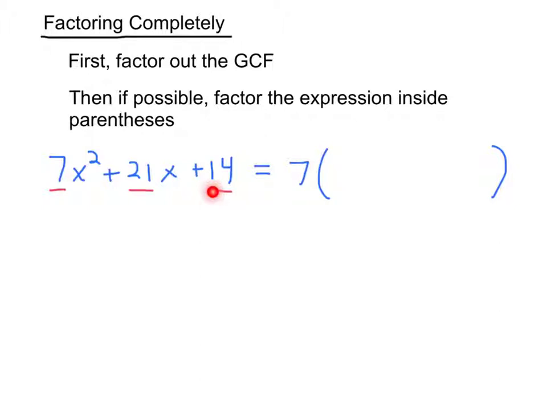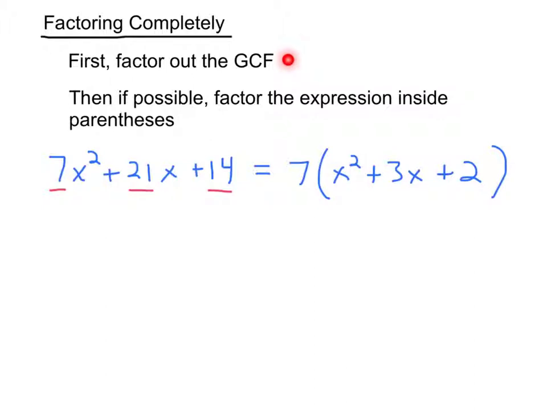So you can't include that along with the 7 as part of the GCF. The GCF is just the number 7 in this case, because in order for the variable to be in the GCF, every single term has to have the variable, and that's not true here. So if we pull the 7 out, we will be left with an x squared plus a 3x plus 2. So that takes care of this first step of factoring out the GCF.